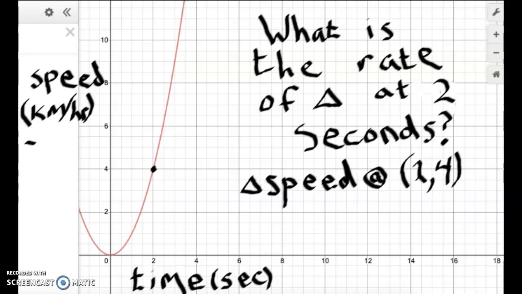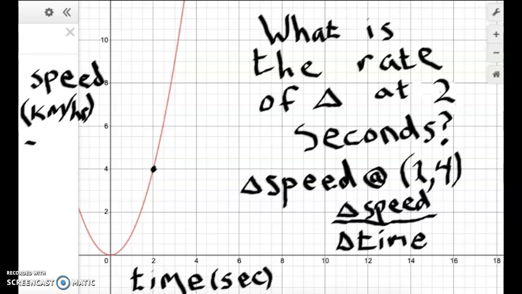So to determine that, change in speed over the change in time. And this might start looking familiar to you, in that we're looking for the change in y over the change in x. And we've been over this when we were graphing straight lines. This is the gradient. So what we're trying to find is the slope or the gradient right at this point.